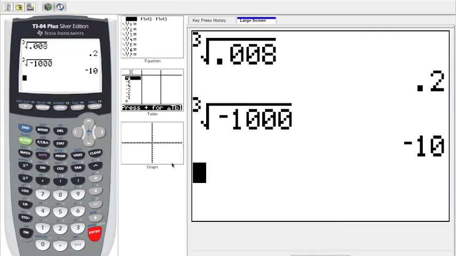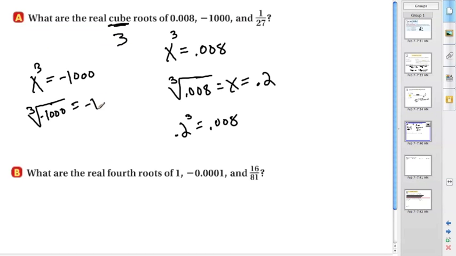And we get negative 10. So the cube root of negative 1,000 is negative 10.